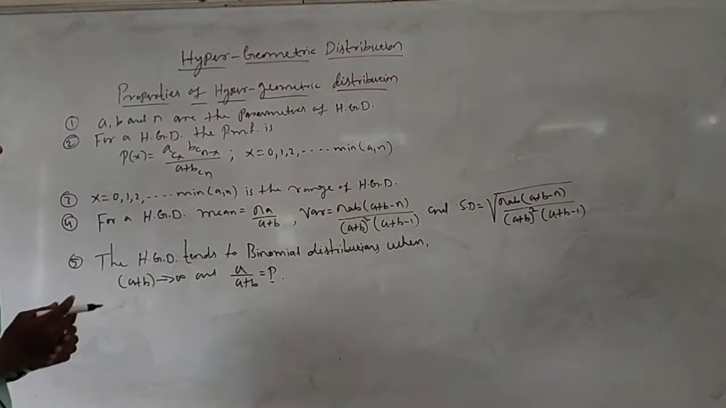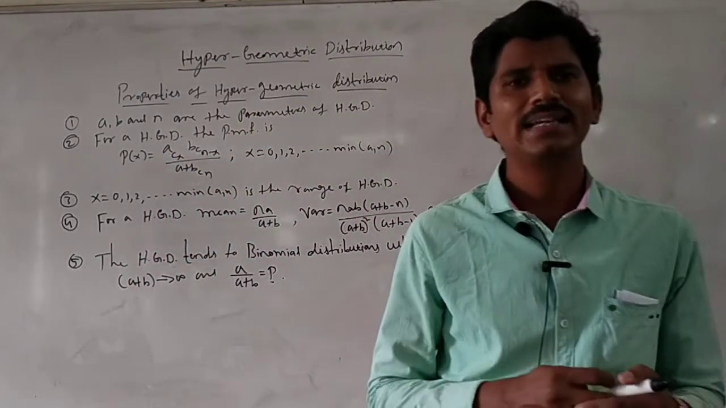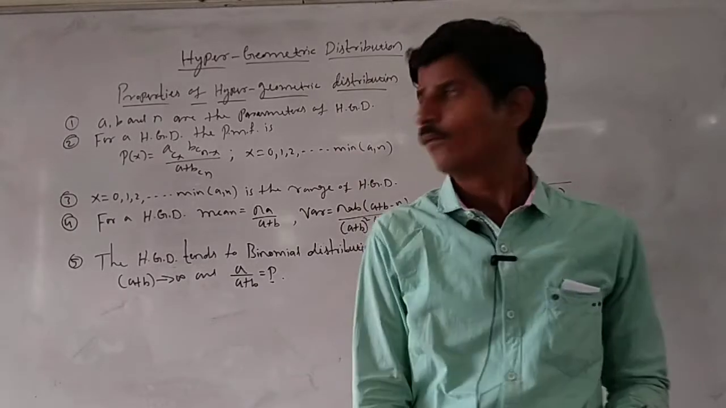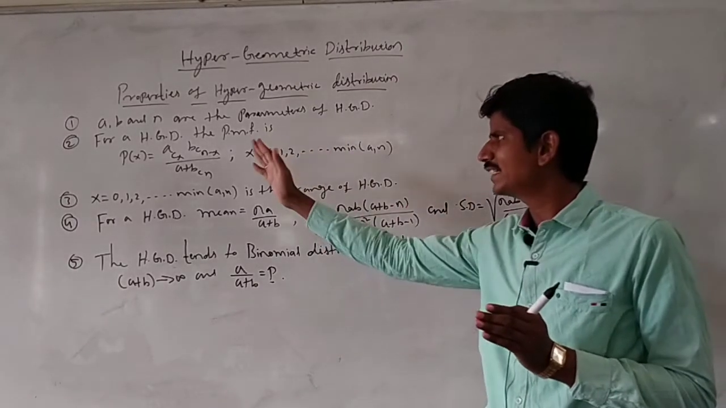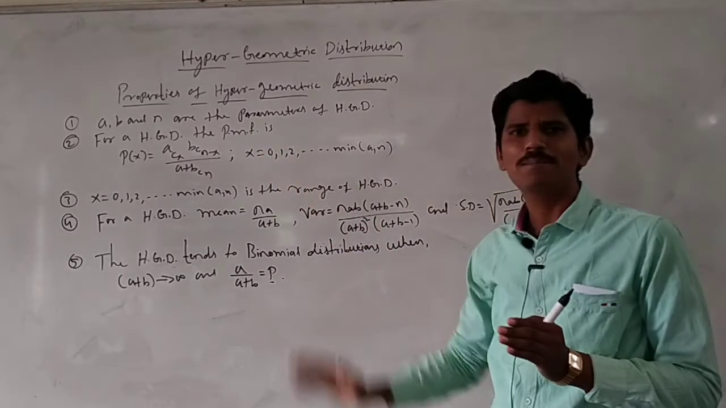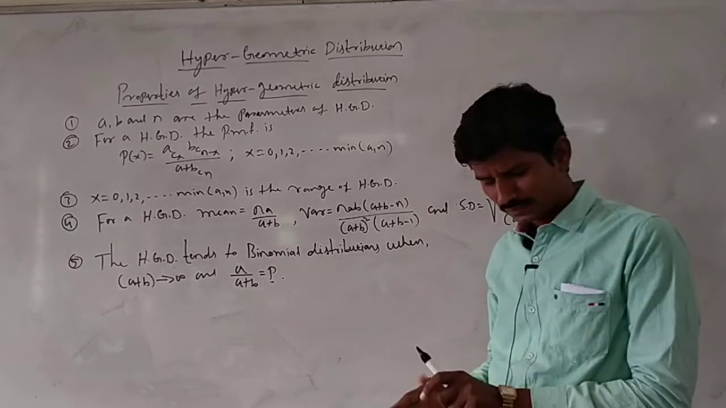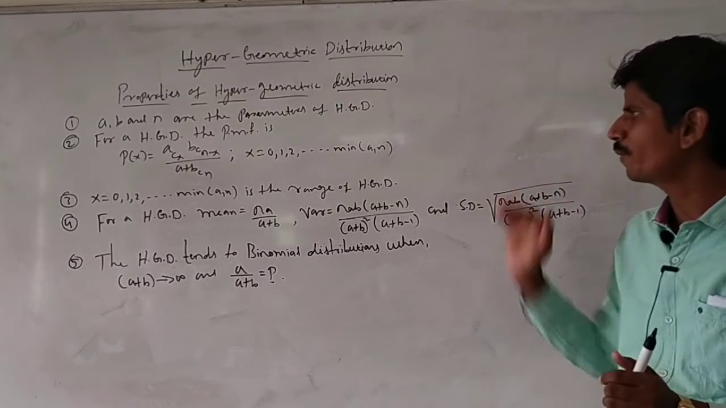Okay, these are the properties of hypergeometric distribution. The first property is that a, b, and n are the parameters of the hypergeometric distribution. Second, the PMF is P of x equal to aCx times bC(n minus x) divided by (a plus b)Cn, where x takes the values 0 to the minimum of a comma n.